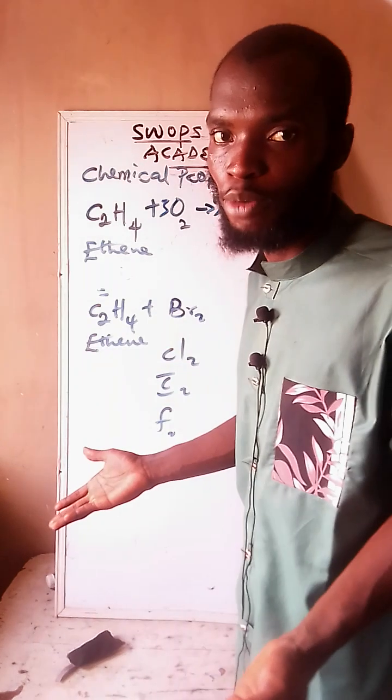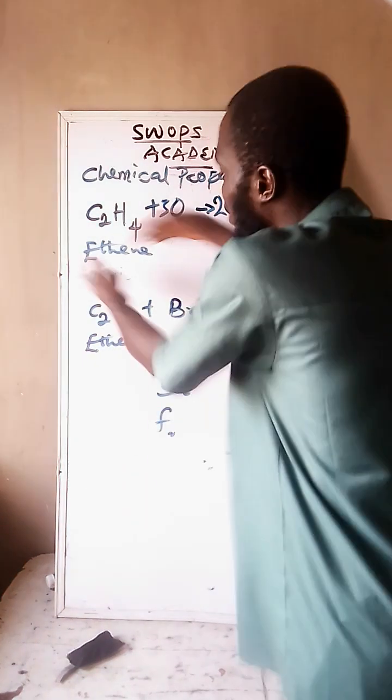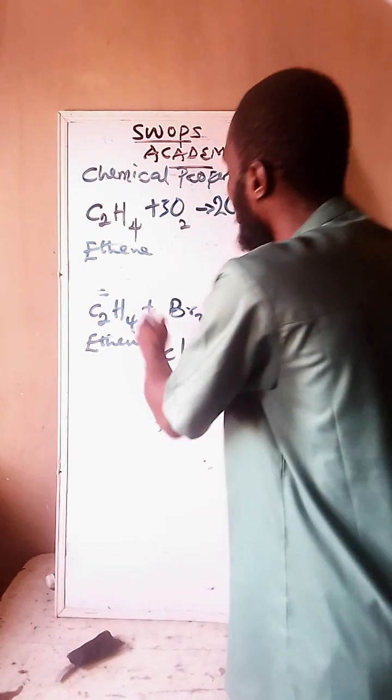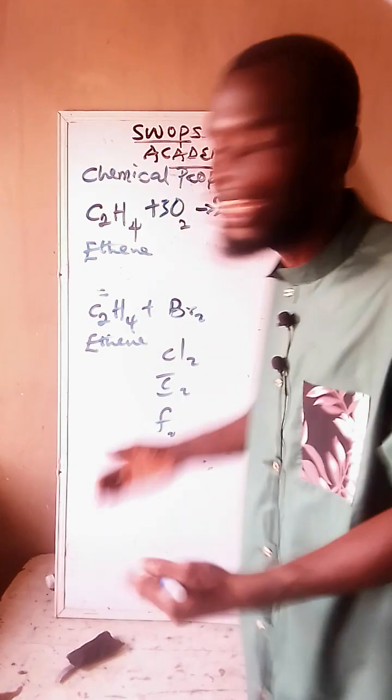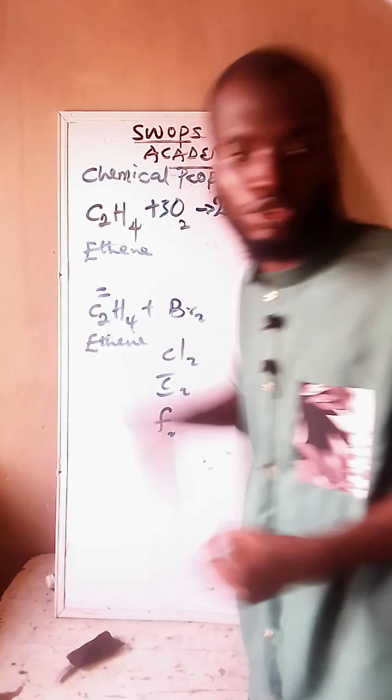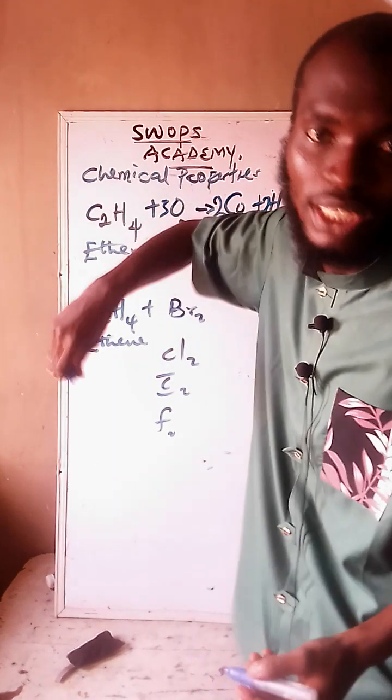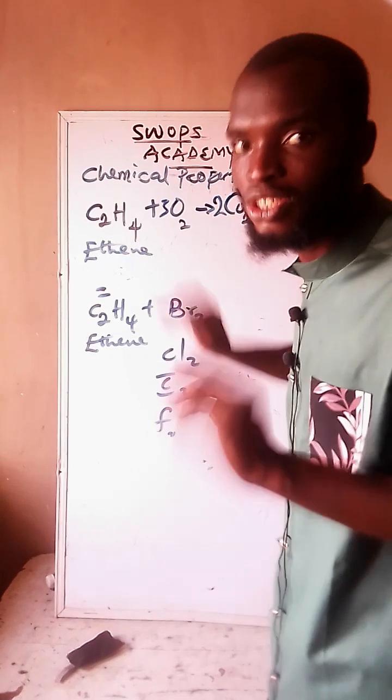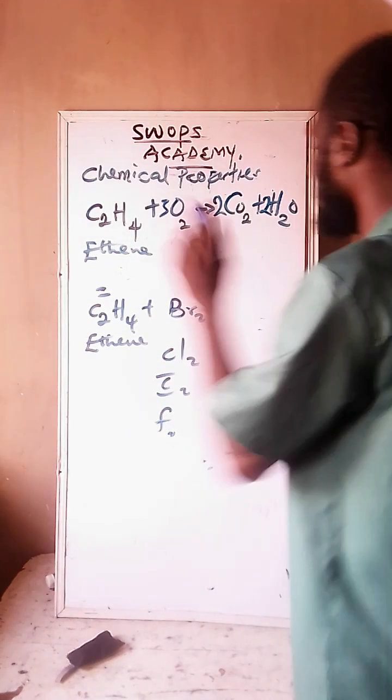Fluorination. Hope I'm communicating. Then what is the essence of adding this to this one? It is to make it go from an unsaturated hydrocarbon with a double bond to a what? To a saturated hydrocarbon, ANE, with a single bond. Hope I'm communicating. Now it's very easy.